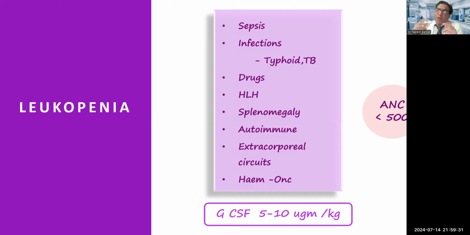And splenomegaly, because spleen removes white cells. So if the spleen is enlarged, you'll have excessive removal of white cells. Autoimmune diseases can have leukopenia. Then extracorporeal circuits are important. You get leukopenia after ECMO, you get leukopenia after CRRT, you can get leukopenia after hemodialysis. So hemodialysis is a transient phenomenon, it goes away within hours after hemodialysis.